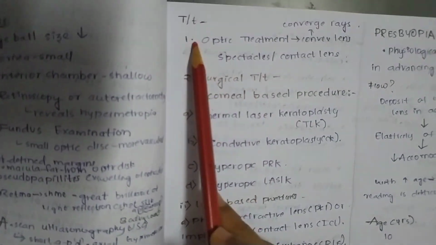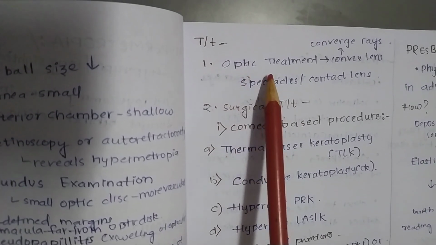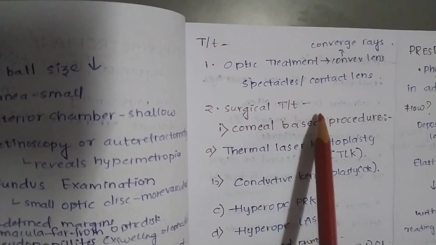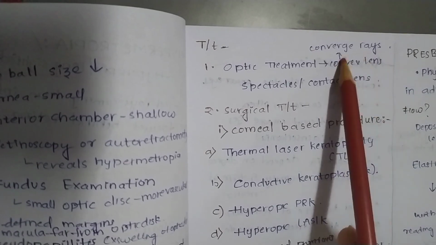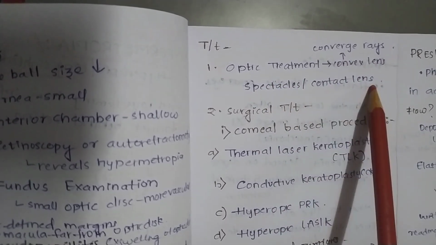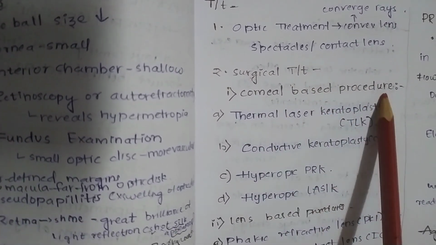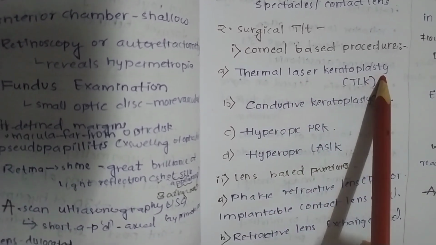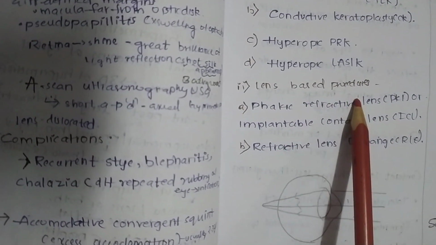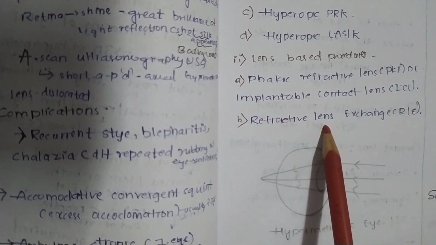So next, coming to the treatment. As we all know, it can be optical treatment or surgical treatment. Optical treatment uses a converging lens, that is a convex lens, through spectacles or contact lens. Surgical treatment includes procedures such as corneal based procedures and lens based procedures. Corneal based procedures include thermal laser keratoplasty, conductive keratoplasty, LASIK and others. Lens based procedures include phakic refractive lens, implantable contact lens, and refractive lens exchange.